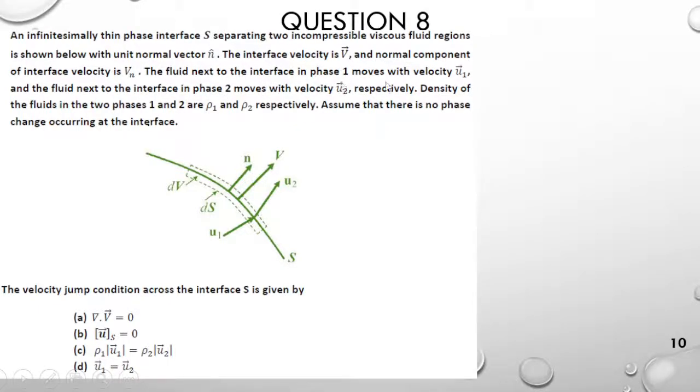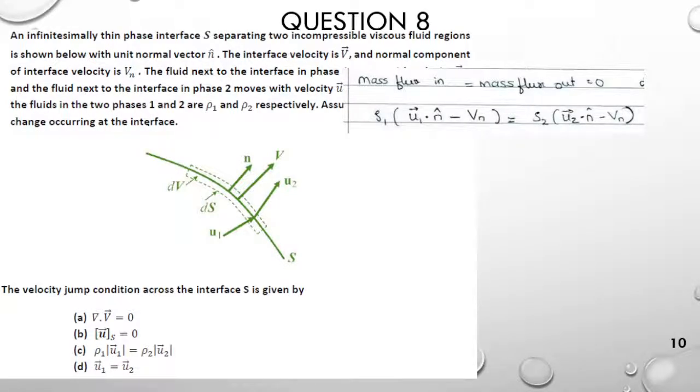Phase 1 has a velocity of u1 and phase 2 has a velocity of u2 near this interface, and they have densities rho 1 and rho 2. What are the suitable jump conditions they have asked in the question? Can you guess the answer for this? Mainly we have mass continuity: the mass flux in is equal to the mass flux out of that particular interface, and since we have an incompressible flow, that will be zero.